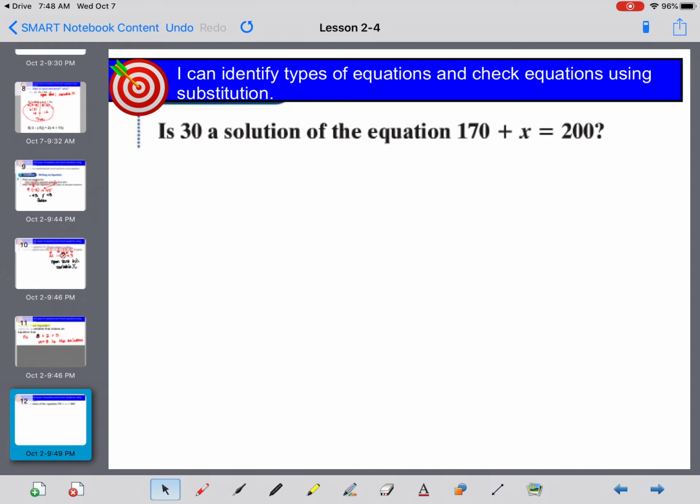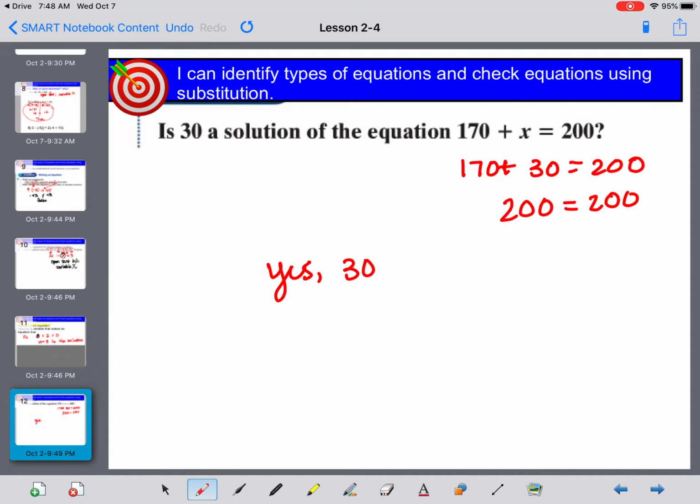So is 30 a solution to the equation 170 plus x equals 200? Well, I need to swap out or exchange the x for 30. 170 plus 30, does that equal 200? And the answer is yes. So yes, 30 is the solution. How do I know? There's my work.